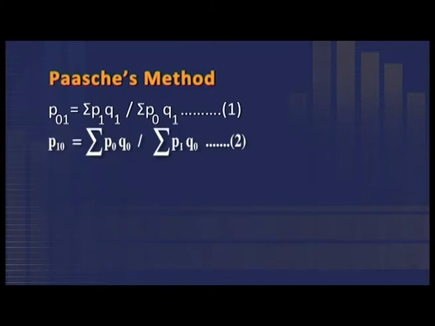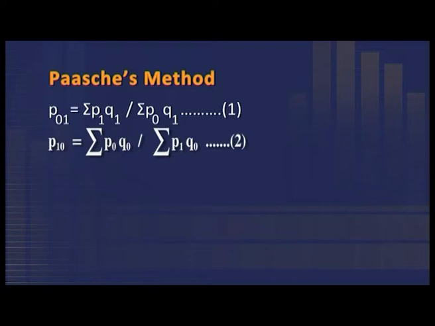Next, let us take the Paasche's method. In this method, we calculate the index by taking the summation of P1 Q1 divided by summation P0 Q1 as in equation 1, and P10 is equal to summation of P0 Q0 divided by summation of P1 Q0 as in equation 2.